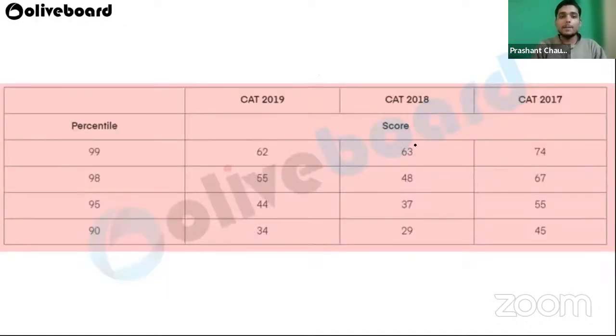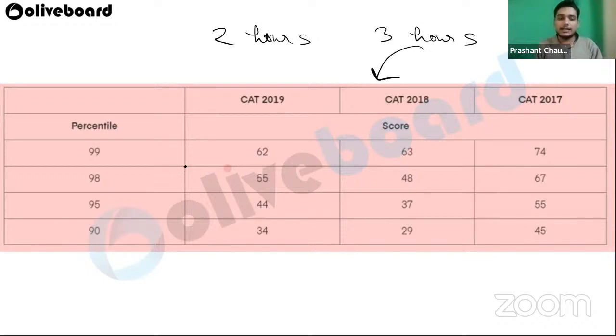Moving ahead, this time the paper could be of 40 minutes more. That means the paper could be of 2 hours as well as of 3 hours. So 2 hours we have already discussed. Now, if the paper is of 3 hours, then these are the stats. For 99 percentile, this many marks you need. These are basically data of 3 years, 19, 18, and 17. So you can check the data and mark your target.